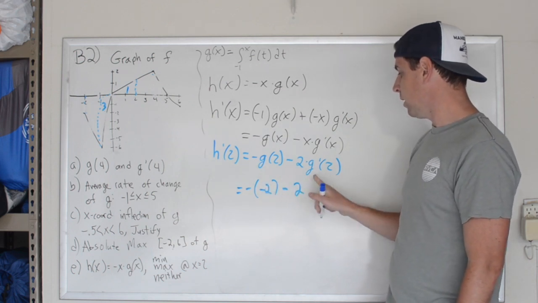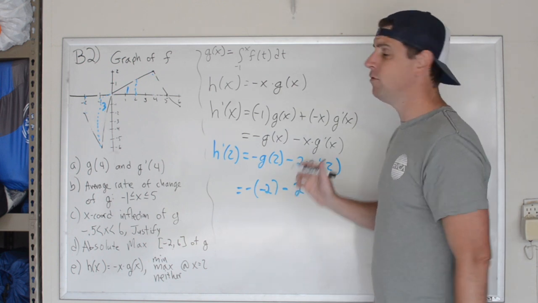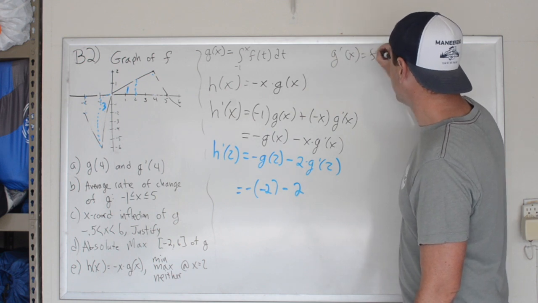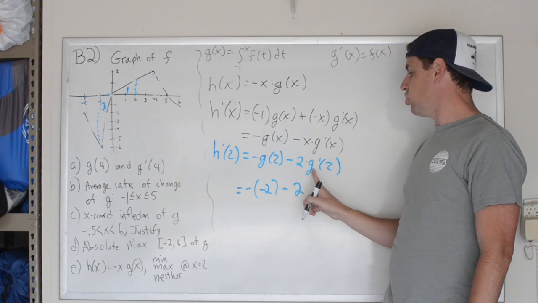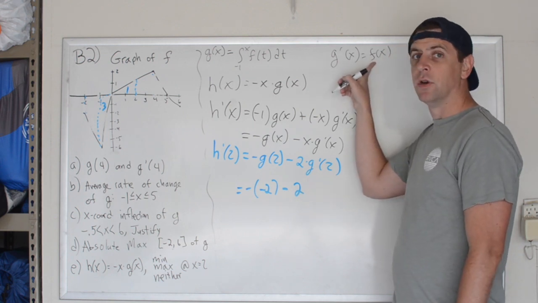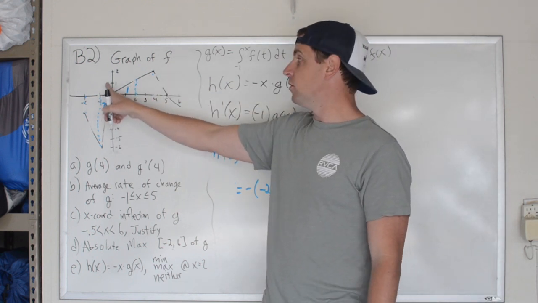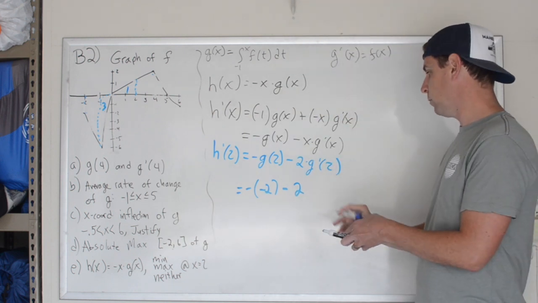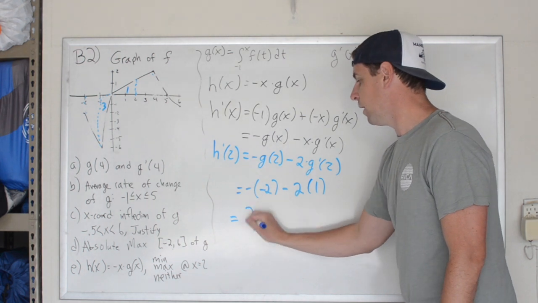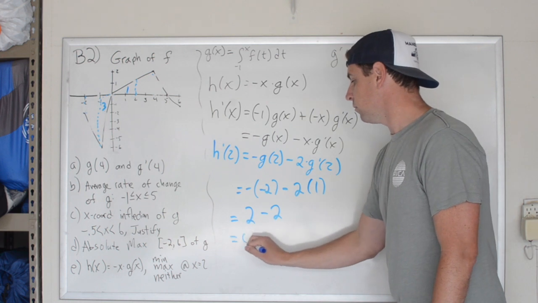Minus 2 times, now I need to do g prime of 2. Remember, we've written this a few times, but I'll write it again, that g prime of x is equal to just f of x. So if I want g prime of 2, that means I really am just asking for f of 2. F of 2 would be this function evaluated at 2, or the y value, which is 1. And so then I get negative negative 2, which is positive 2, minus 2 times 1, which is minus 2, which is equal to 0.